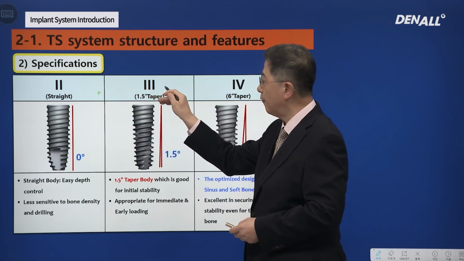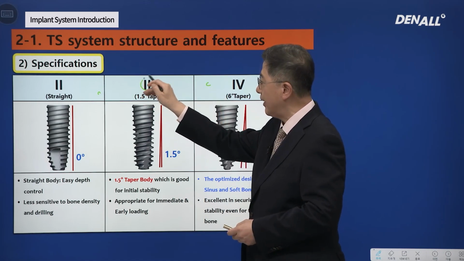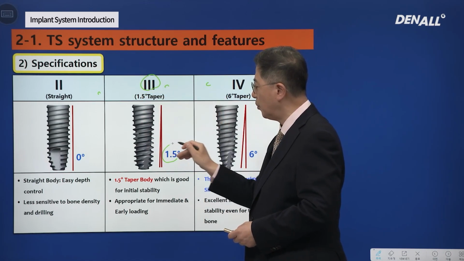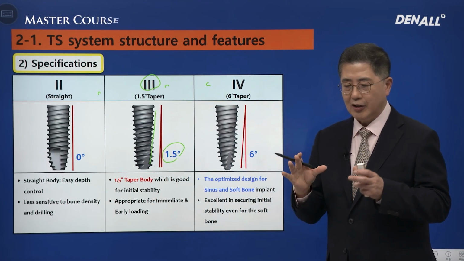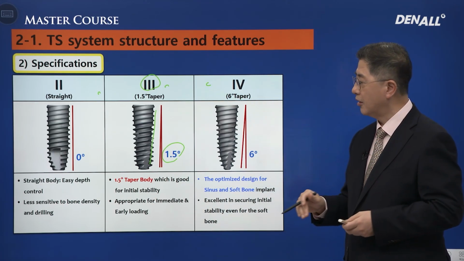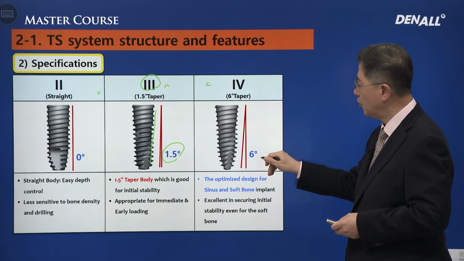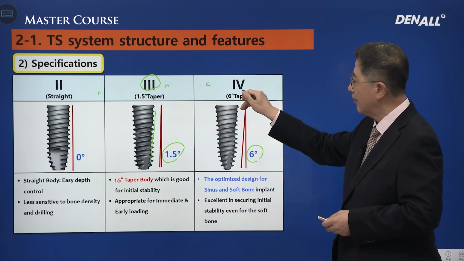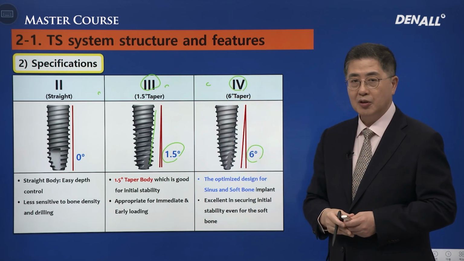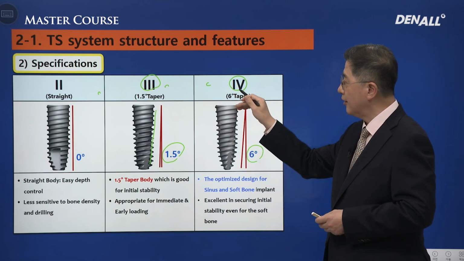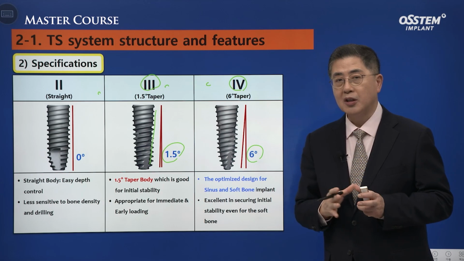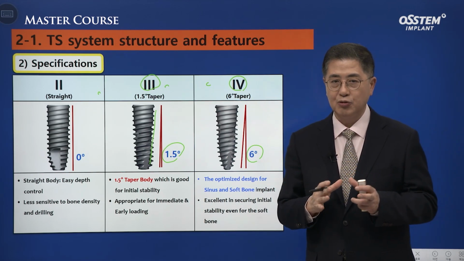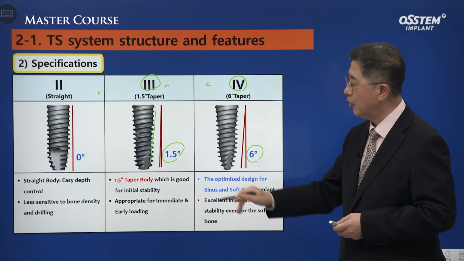Depending on the axis of macro design, or the tapered angle, they can be divided into type 2, 3 and 4. The most frequently used one is TS3, with the tapered angle of 1.5 degrees. There's also TS4 of the tapered angle of 6 degrees used for sinus cases or areas with poor bone quality to secure initial stability. TS4 is excellent for securing initial stability, but the surface area is reduced. Hence, TS3 is recommended for general cases.